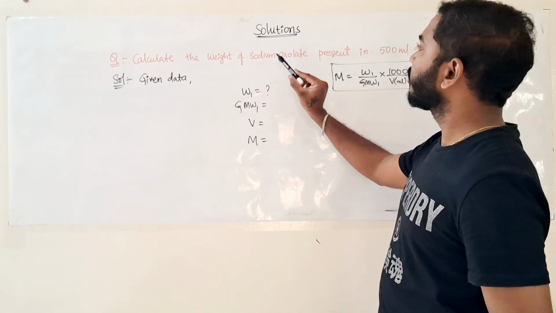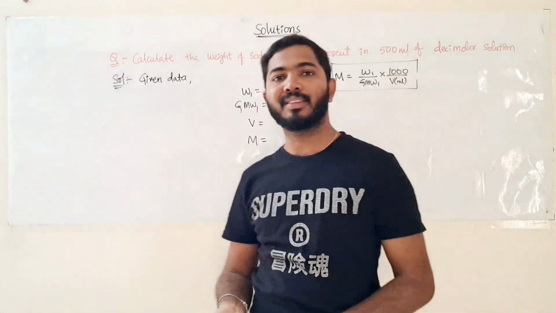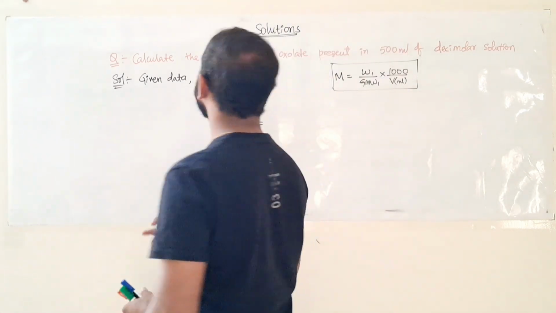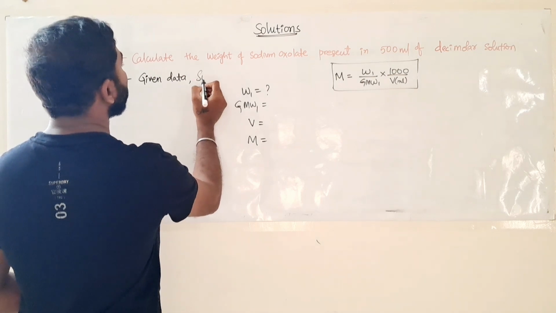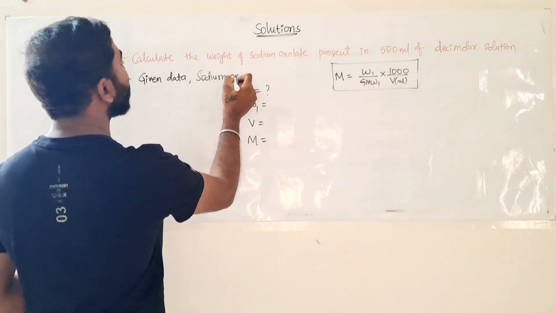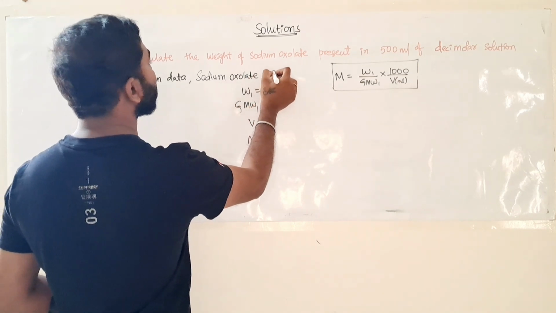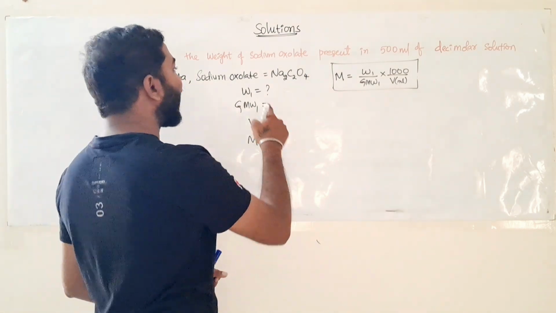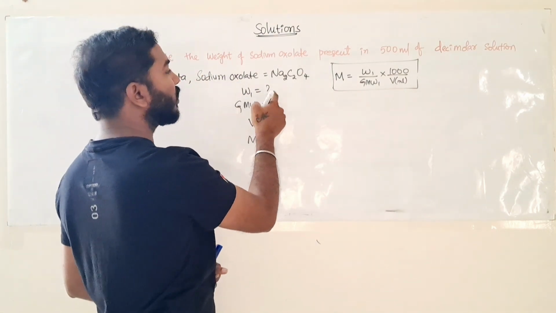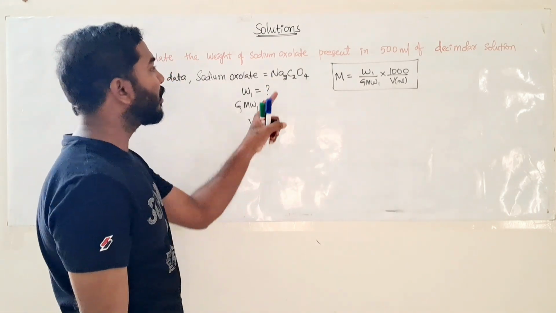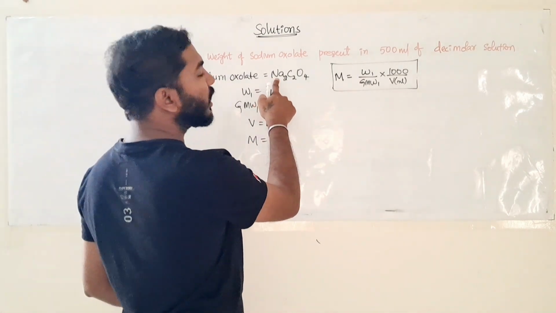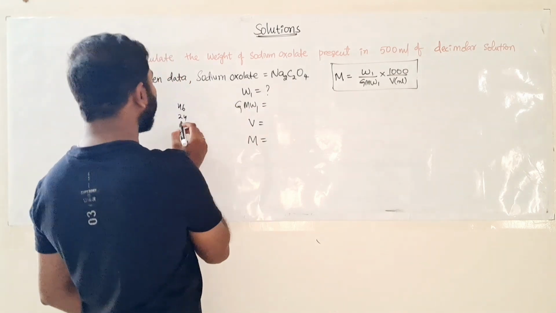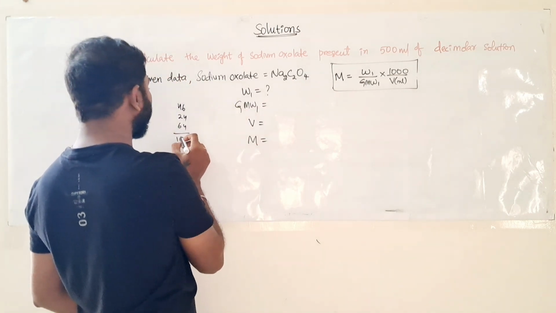Calculate the weight of sodium oxalate present in 500 ml of decimolar solution. This is a previous mains question. So let's understand the question. The compound they have given is sodium oxalate, which is Na2C2O4. This is called sodium oxalate, and we need to calculate the weight of that. So that W1 we need to calculate, and the gram molecular weight of sodium oxalate is 23 into 2, 46, and then 12 into 2, 24, and then 16 into 4, 64. So it is going to come out as 134.